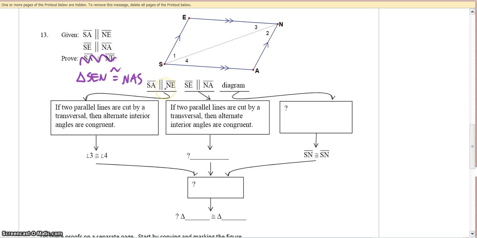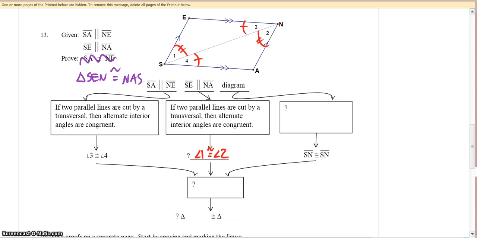Well, we know that parallel lines give us that alternate interior angles are congruent, and that's what this box says. If two parallel lines are cut by a transversal, then alternate interior angles are congruent. Therefore, angle 3 is congruent to angle 4. We know the same with angle 1 and angle 2, and that is right here, because SE and NA are the parallel lines that give us those alternate interior angles. So we know that angle 1 is congruent to angle 2. So we've got our angles. Now we just need a side in between them, or a side somewhere else.